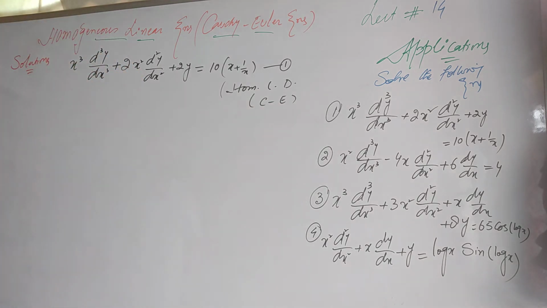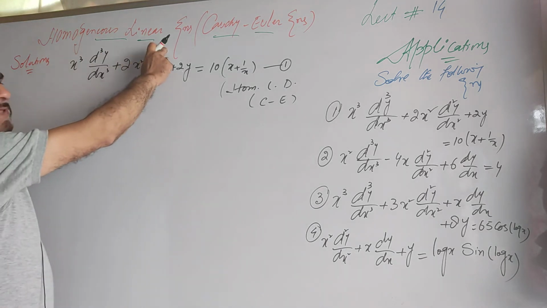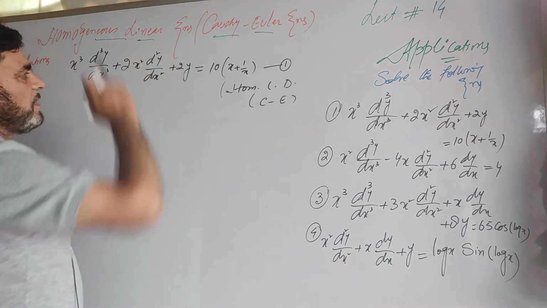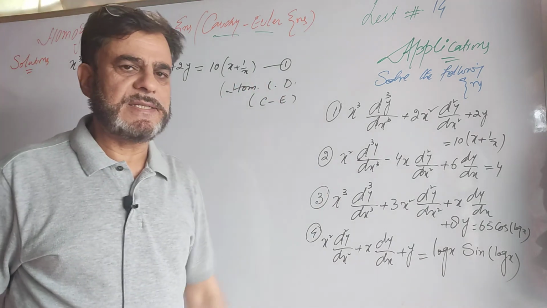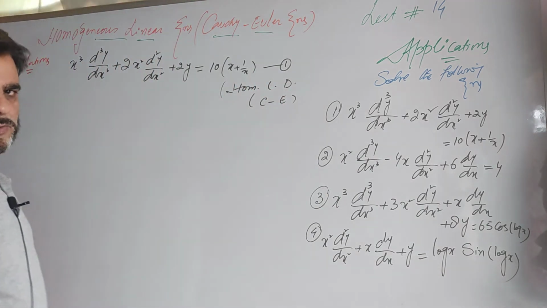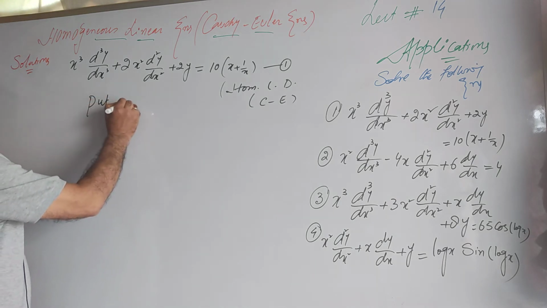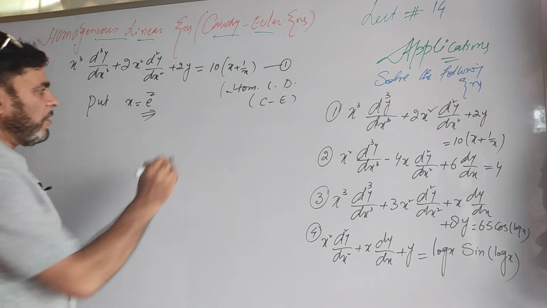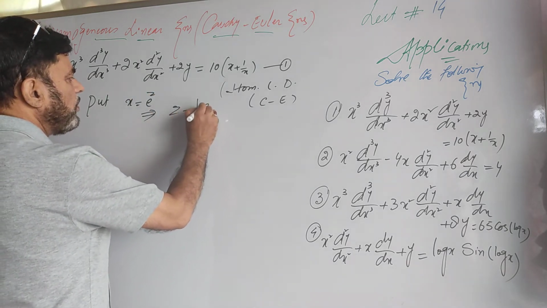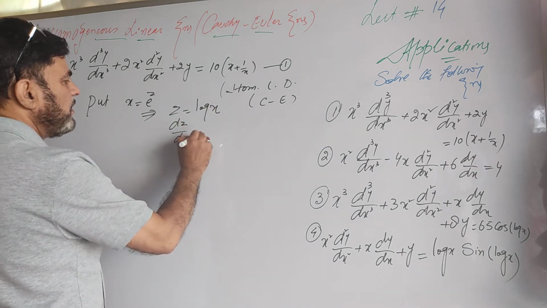How do you recognize it, how do you come to know? Here you have the independent variable x cube with the order of the derivative 3, x square with the order of the derivative 2, and the last term 2y. Last time in lecture number 13 I discussed this method of solution. We put x is equal to e raised to power z, which gives, by applying log, z is equal to log x, and dz by dx is 1 by x.